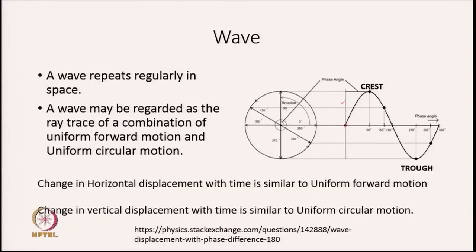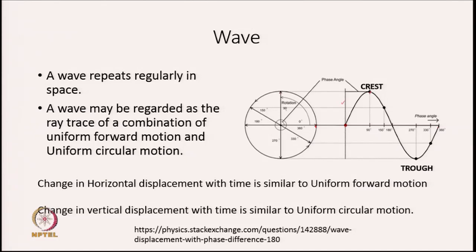Suppose a point on the wave is here at time t equal to 0; that can be represented as a point at this position. Now, as the point moves, can we represent the vertical displacement with time by a circular motion? What we are comparing is displacement along the y axis and displacement along the y axis with rotation. Suppose you are here, vertical displacement is 0, and if you are at this point, vertical displacement is also 0 during the rotation.